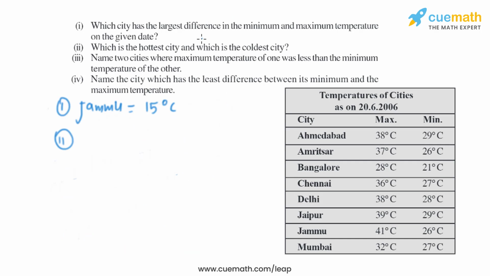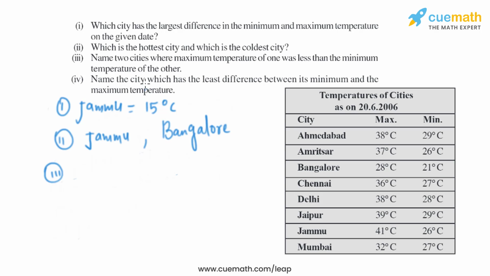Now in the second part we have to find which city is the hottest and which city is the coldest. For hottest we will find the biggest number in the maximum temperature. If we look into that, Jammu is having the biggest number in the maximum temperature. So that is the hottest city. Now we will find the coldest. For coldest we will look into the lowest number in the minimum temperature, that is of Bangalore, 21 degrees Celsius. So the hottest city is Jammu and coldest city is Bangalore.